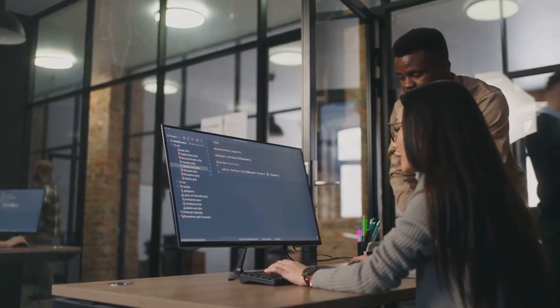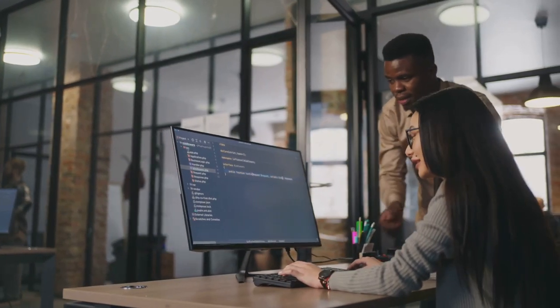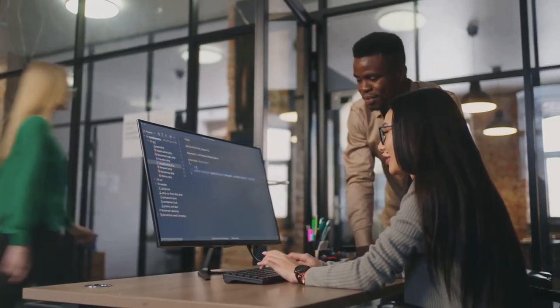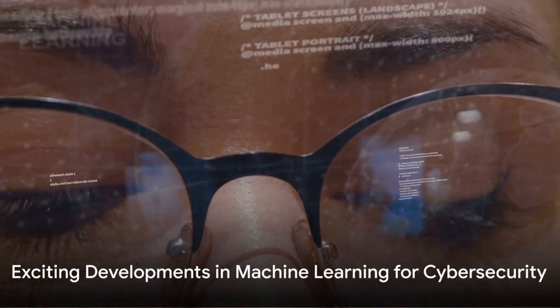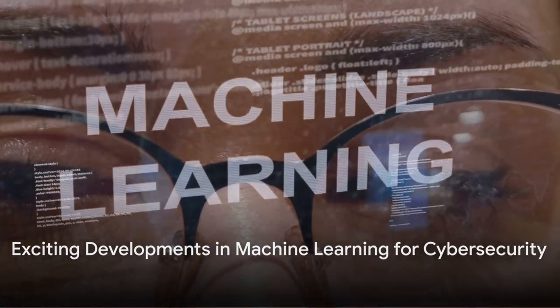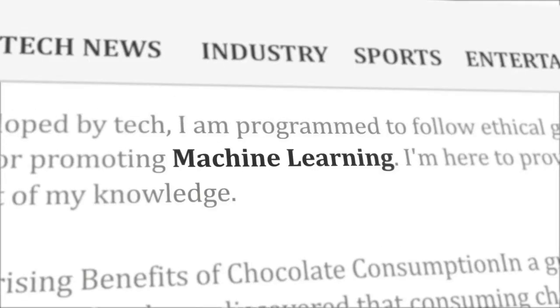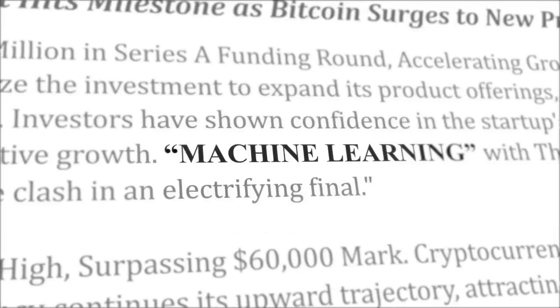Optimization. Machine learning models need to be customized for specific environments, which can be complex and require expertise. Despite these challenges, the future of machine learning in cybersecurity is incredibly bright. Here are some exciting developments to watch out for.